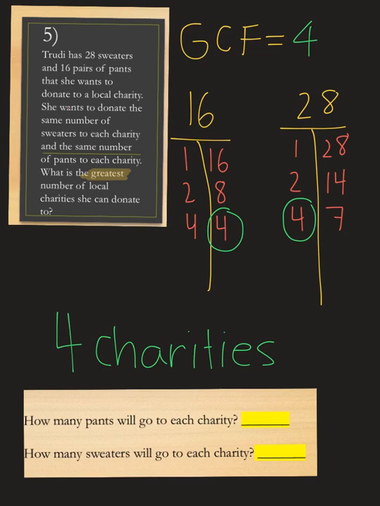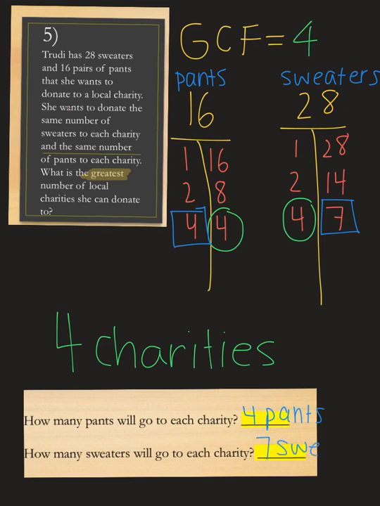There is a part 2 and part 3 to this question. So it says, how many pants will go to each charity? Well, we started with 16 pairs of pants. So I'm going to label pants up here, and 28 sweaters. So remember, you go down in your T-chart and look at the number that is paired with your GCF. So 4 pants will go to each charity and 7 sweaters.